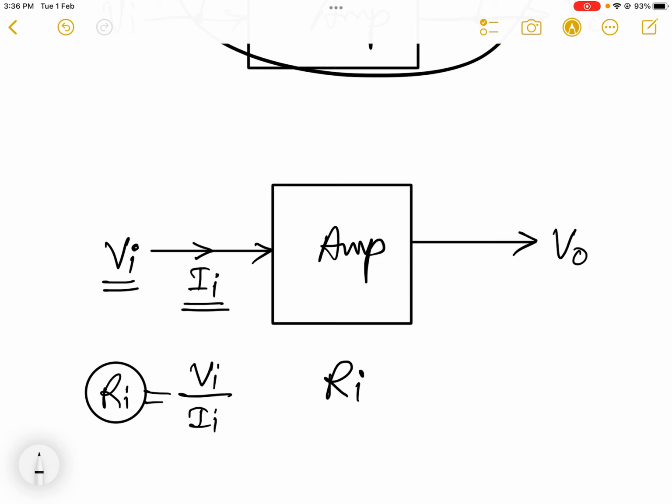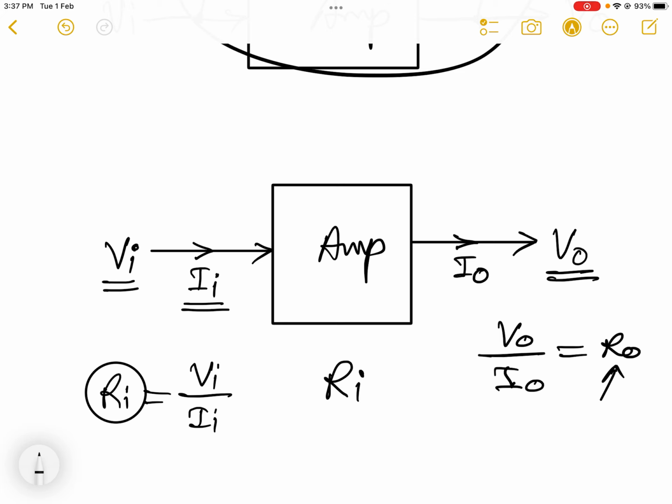Similarly, when we are getting this output voltage Vo, naturally there will be some current. That current is suppose Io. Io is the output current. O stands for output. Vo is our output voltage and Io is our output current. Here also we can apply Ohm's law, and in that case we get Vo upon Io, that gives you Ro. Ro is known as output resistance of the amplifier.